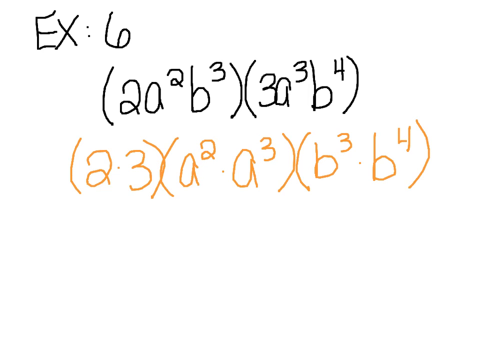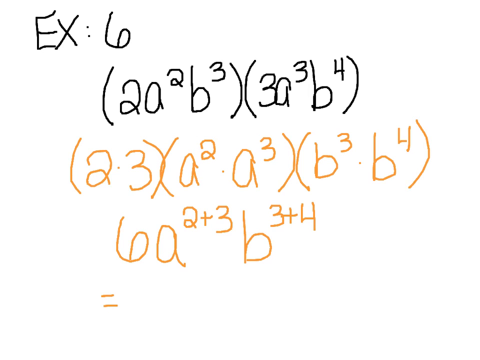Alright, 2 times 3 is 6. A to the 2nd times A to the 3rd. I'm going to keep my base, add my exponents, and then for B, keep my base, add the exponents. And once we've done that, we see that we have 6, A to the 5th, B to the 4 plus 3 is 7, and you're done.